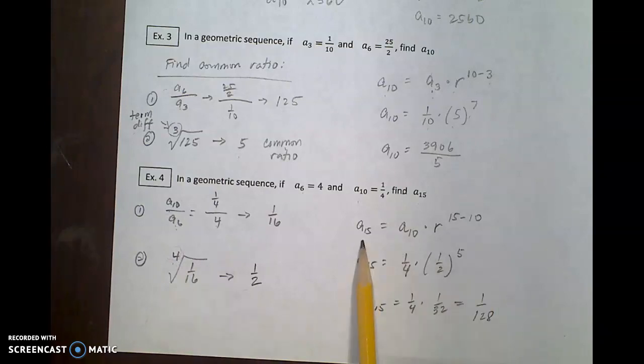Alright, so to find the 15th term, this time I'm going to use the 10th term as my initial term, times my common ratio, put to the 15 minus 10 power. 15th term is equal to the value of the 10th term, times my common ratio, put to the 5th power, and then when it's all said and done, it gives me my 15th term value of 1/128.